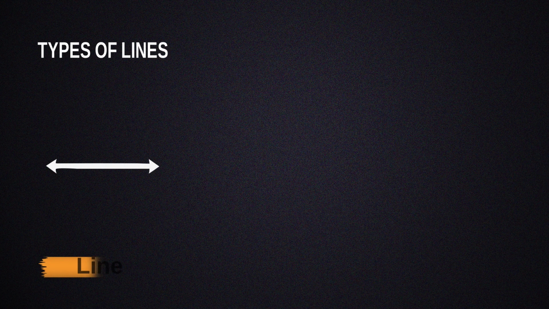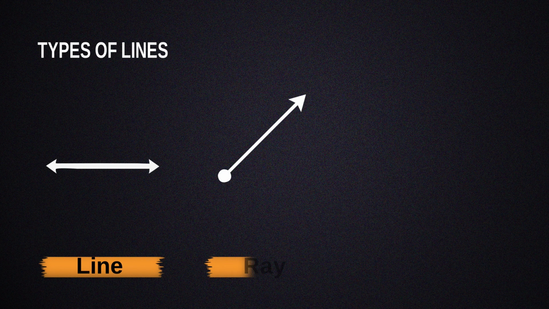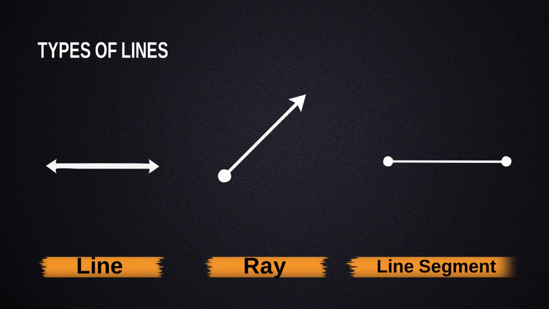Here are some types of lines. This one here is called a line. This one here is called a ray. This one here is called a line segment.